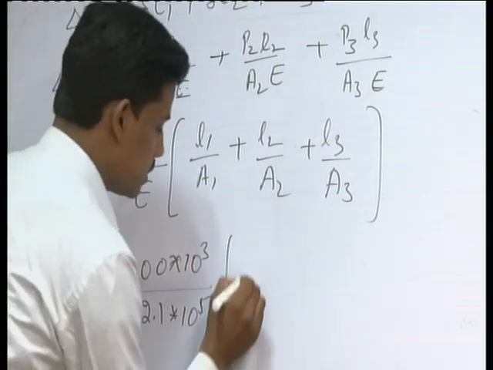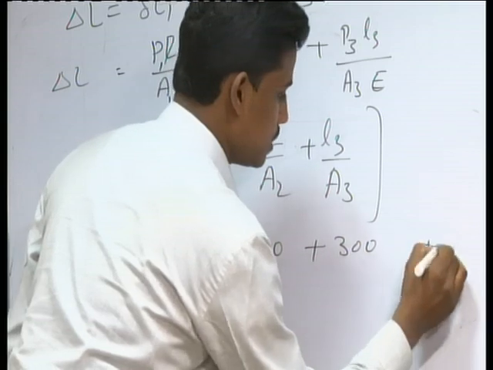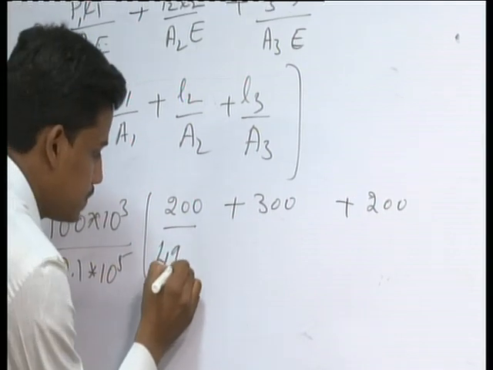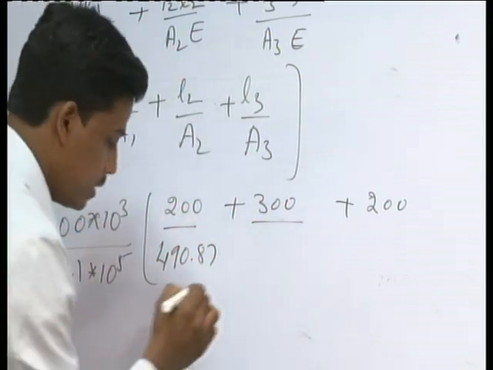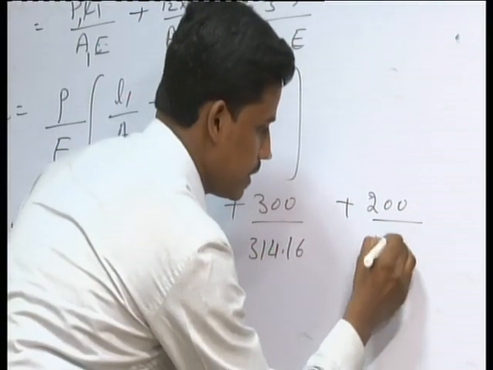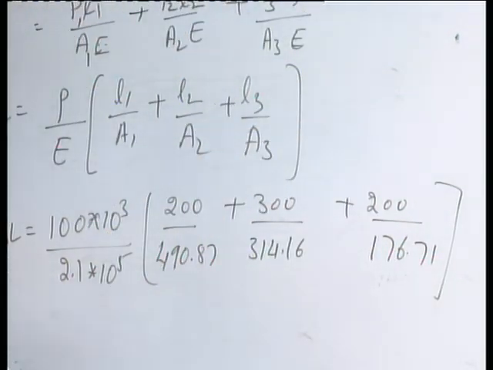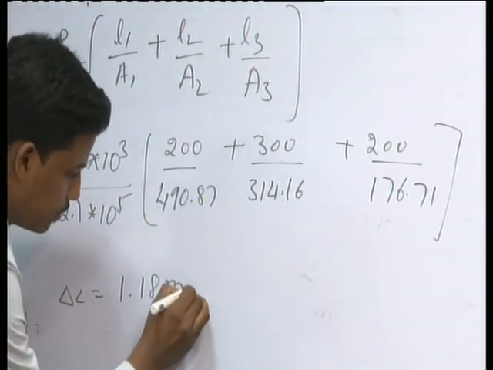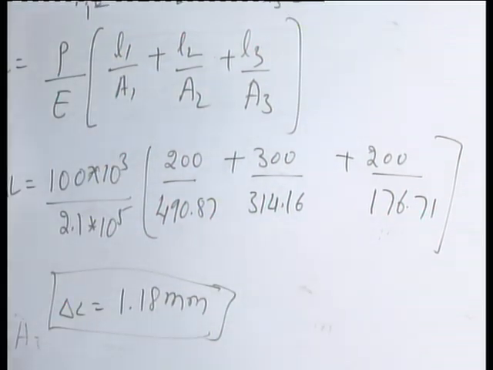Now L1, L2, L3 are 200, 300 and 200, divided by A1, 490.87, then 314.16, then 176.71. These are the different areas for different lengths. If you solve this, we get delta L is equal to 1.18 mm. This is the change in length for the different cross sections of the bar.